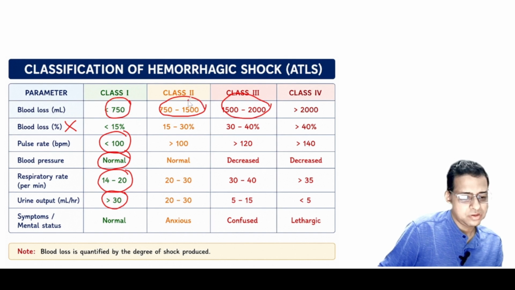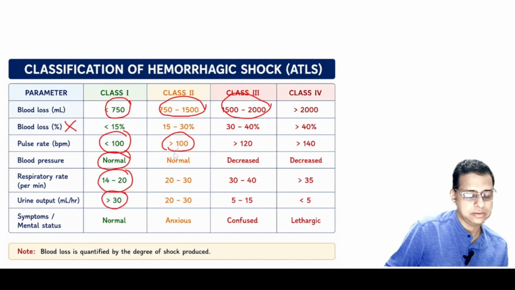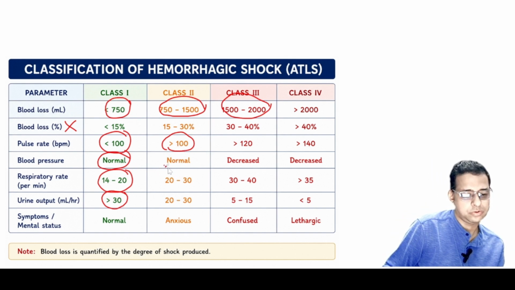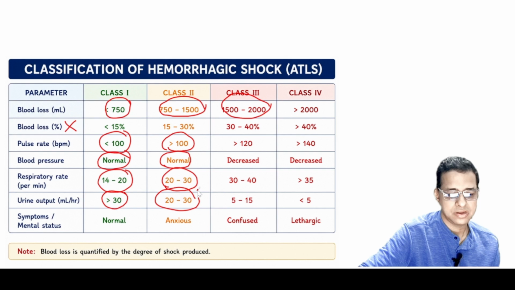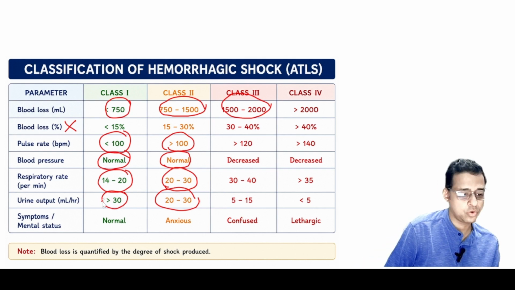Next is class 2, you have to consider pulse rate greater than 100. Okay, and blood pressure is normal here. Okay, and respiratory rate is 20 to 30. As is the respiratory rate, so is the urine output, 20 to 30 ml per hour. You have to know, and in class 2 the rest of all will change. The more the hypovolemic hemorrhagic shock, the urine output will keep on decreasing.